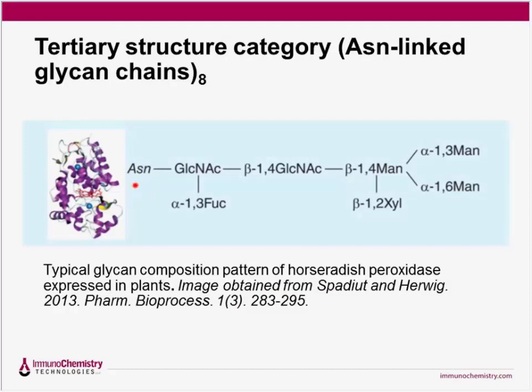This is a side view of one of the glycan chains. There are 8 of them. They're all attached by an asparagine linkage to the protein. They're made up of N-acetylglucosamine, fructose, mannose, and xylose. They aren't all of this particular composition. They will vary depending on the glycan.